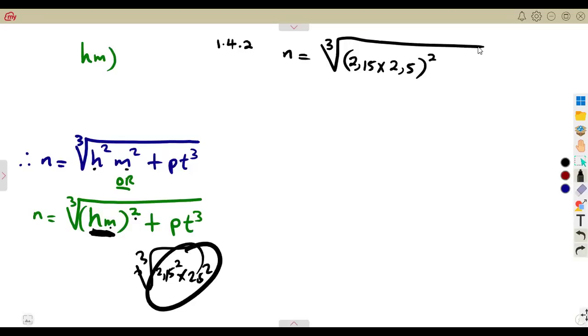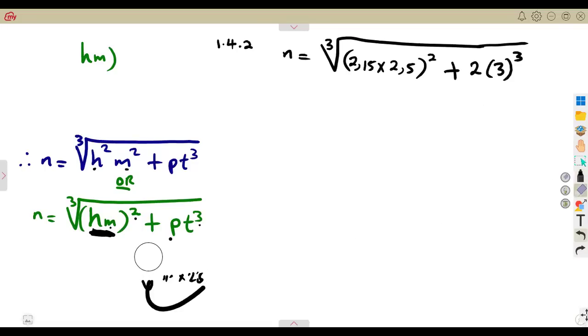All right. So this is going to be plus p. Remember, p you are given there as 2. So that's 2 times t to the exponent of 3. So you can even open a bracket like this for t, which is 3. Remember, t was 3, but raised to the exponent of what? Of 3. So with this, you can simply use your calculator for the simplification to obtain the value of n.